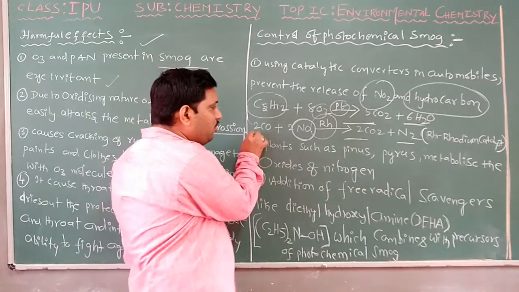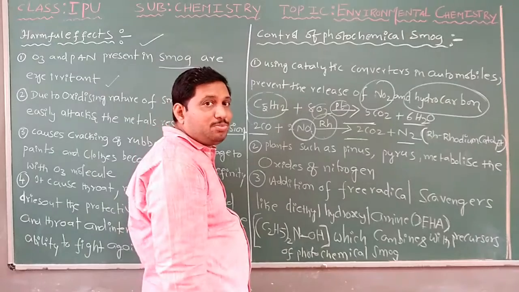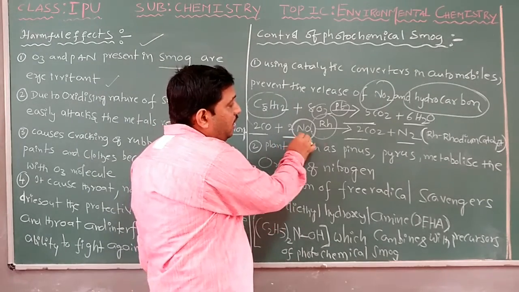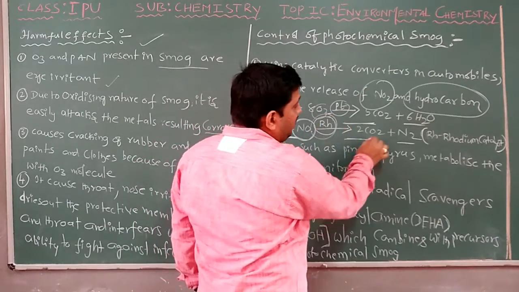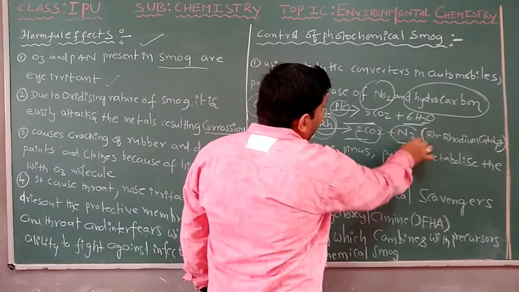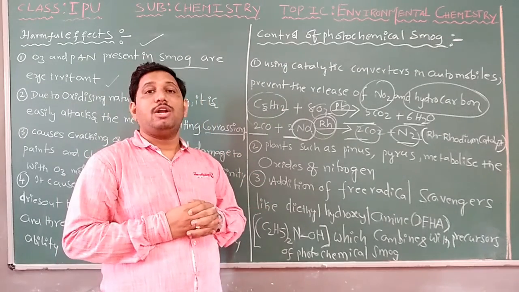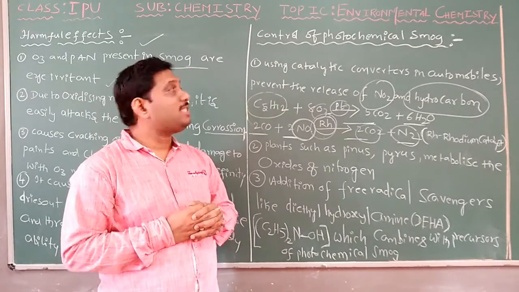Therefore, the carbon monoxide present in the atmosphere or released due to combustion of the fuels reacts with the nitric oxide. In the presence of the rhodium catalyst, it can form carbon dioxide plus nitrogen. Like this, we can control the formation of the photochemical smog.